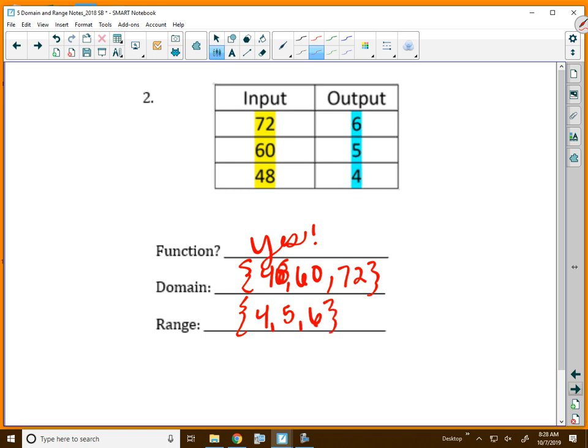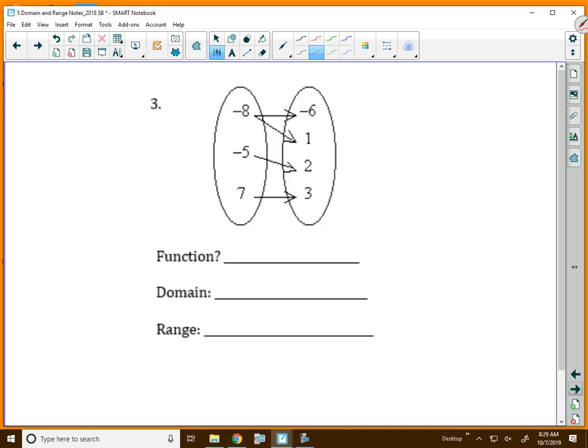So if you have a list of values that are not consecutive, what does consecutive mean? Right after the other, so like 0, 1, 2, 3, 4, that would be consecutive numbers. But 48, 60, 72, those are not consecutive. If they're not consecutive, you have to make a list. We're going to get to the other way to write it in just a minute.